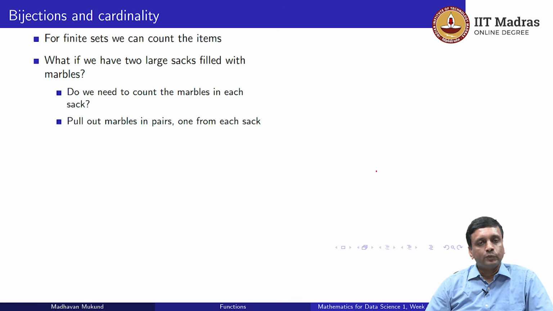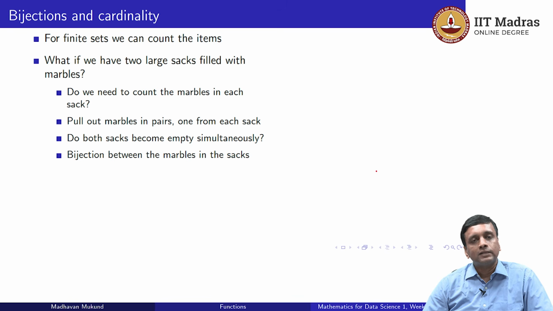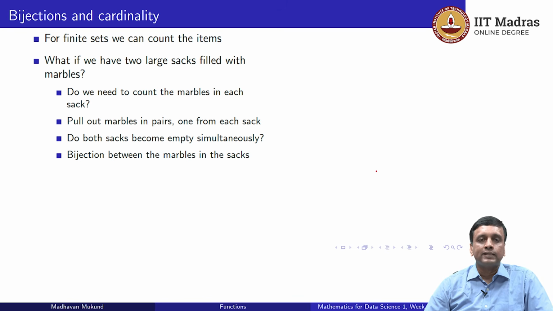Supposing we put our hand into each sack and pull out a marble from each sack and put it away somewhere. Then we put our hands in again and take out one marble each again and put it away somewhere. So with each move we are taking out one marble from each sack. What can we say? Well, if the two sacks get empty together, then we pulled out one from each. So we have actually established that there is a one-to-one correspondence between the marbles in the first sack and the marbles in the second sack.